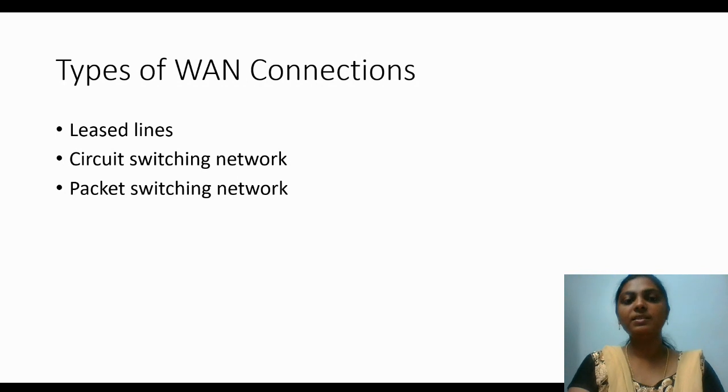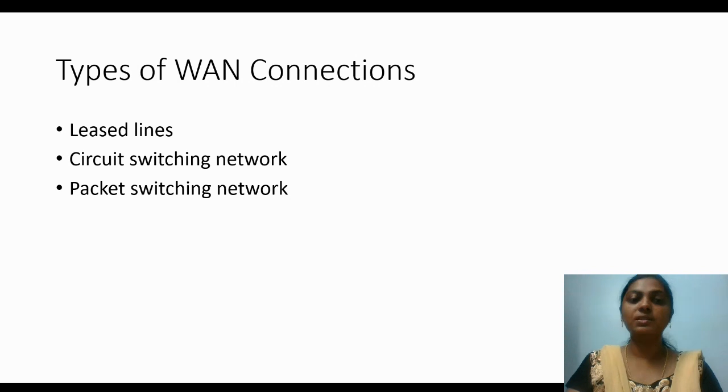And this is created to create a point to point link, for example between the branch offices, so that the organization can share very confidential resources. That is what the leased lines are about, and the data transmission rate can be 64 gigabits per second. So the second one is the circuit switching network.